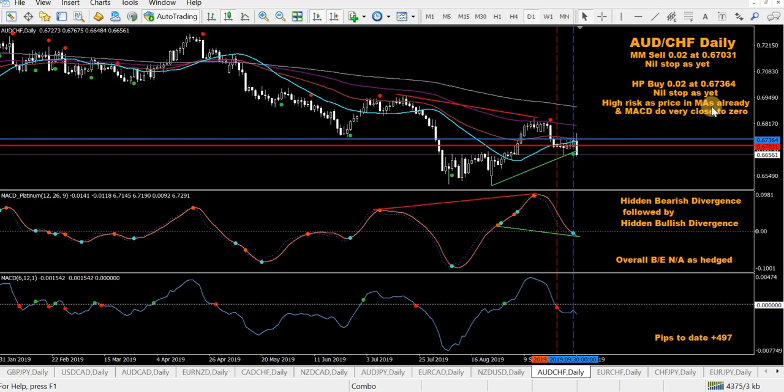High risk as price is in the MAs already, and with the news coming out too, and MACD very close to zero. So not an ideal setup, but I've got a bit of wiggle room because I've got a mod MACD sell on there. So again, it's the insurance policy.